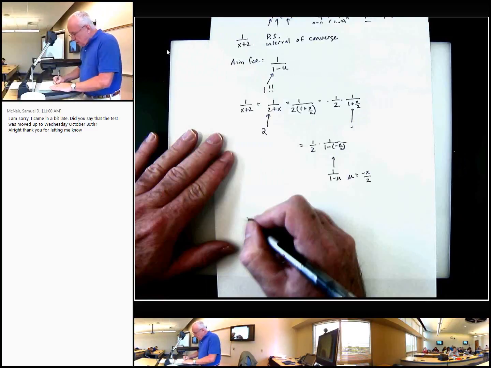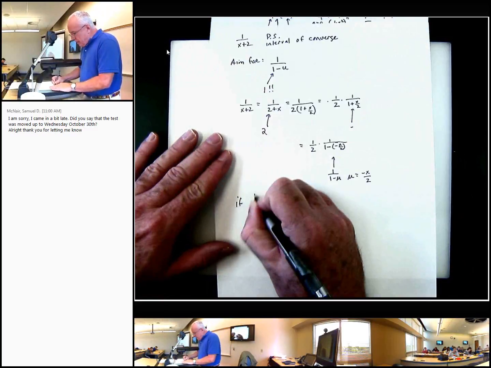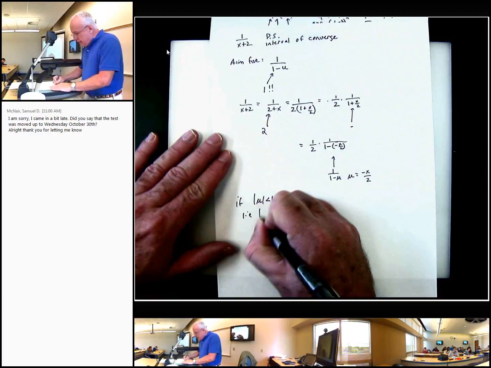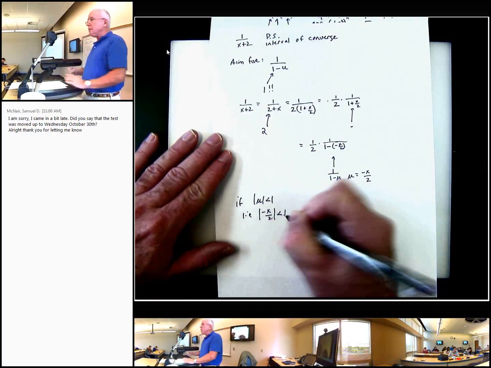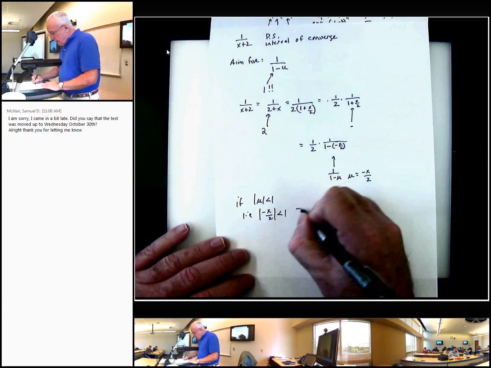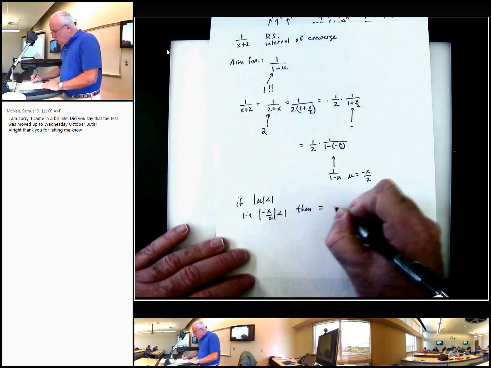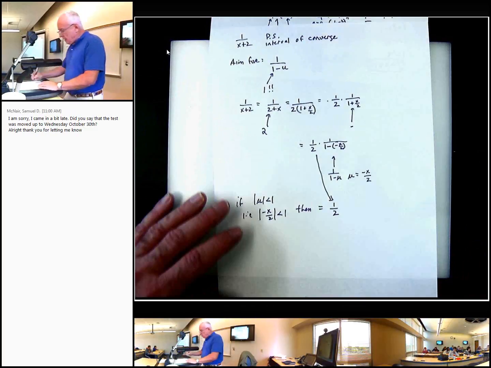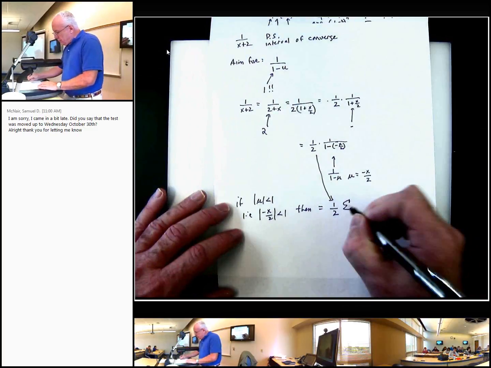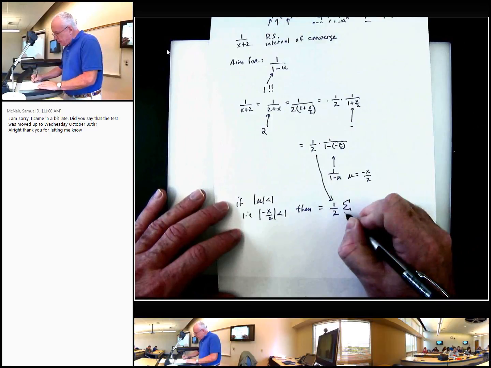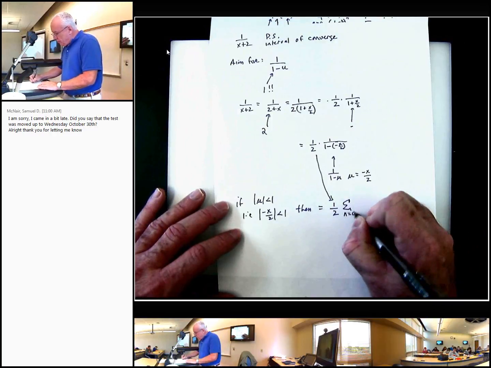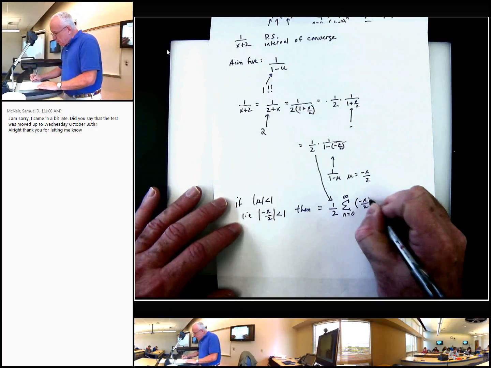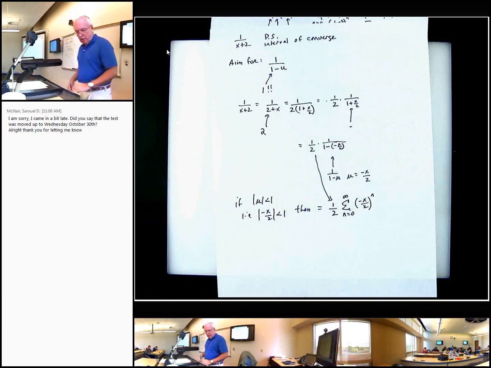Okay, so if the absolute value of u is less than 1, i.e., the absolute value of minus x over 2 is less than 1, then this equals 1/2. Now don't drop the 1/2, all right? Got to keep the 1/2. And then we're going to represent the rest of it as the power series n equals 0 to infinity of minus x over 2 in parentheses to the n power.